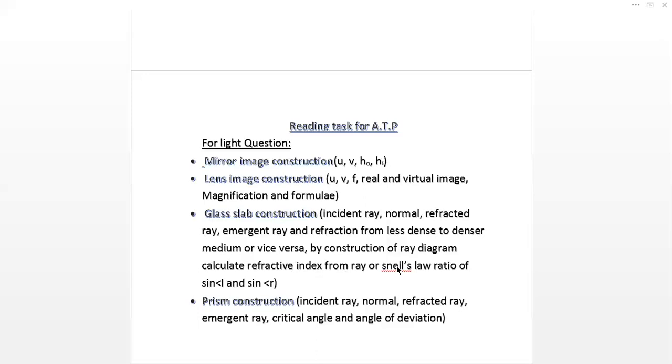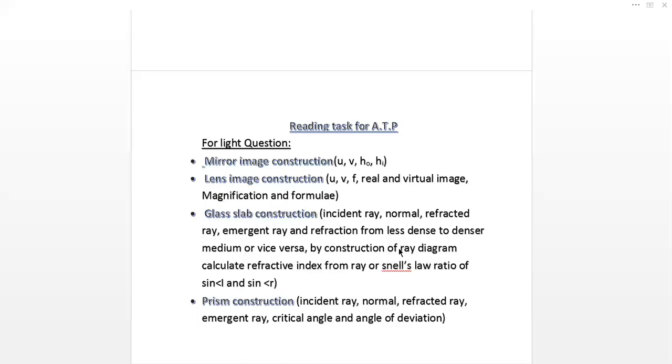What is Snell's law? Snell's law is basically the ratio of sine i divided by sine r, where i is the angle of incidence: sine of angle of incidence divided by sine of angle of refraction. This is called Snell's law. So in the ATP paper, you will calculate refractive index by this ratio, Snell's law.